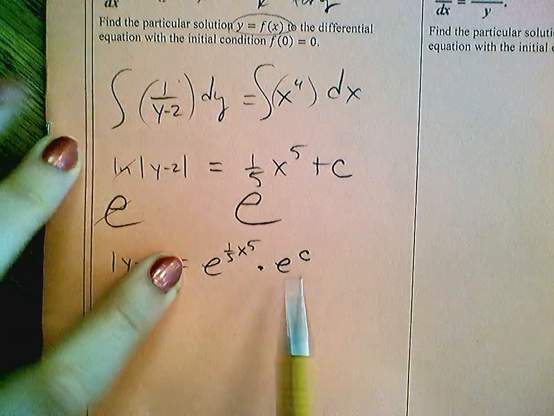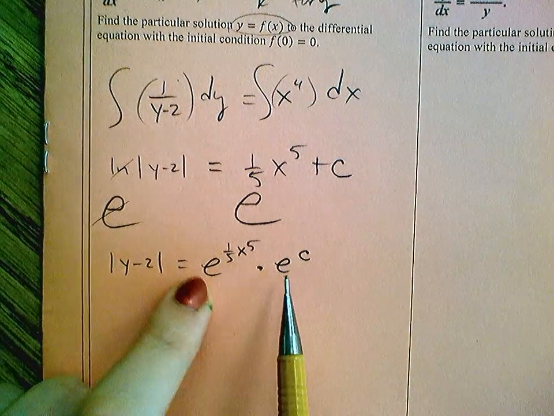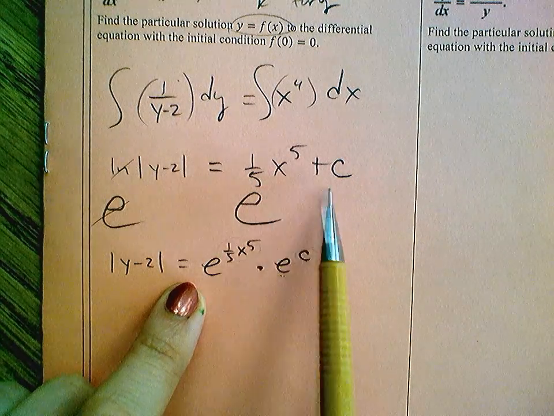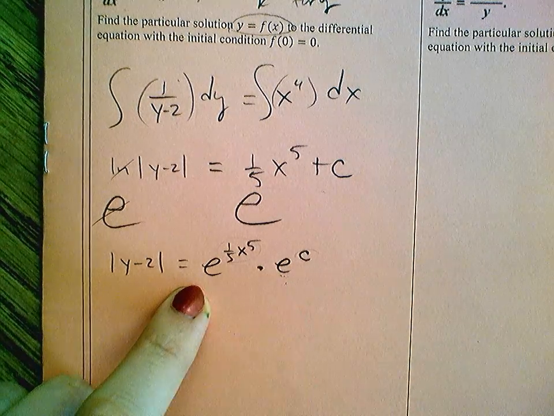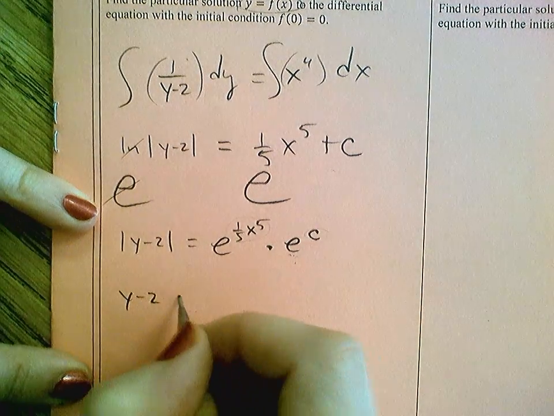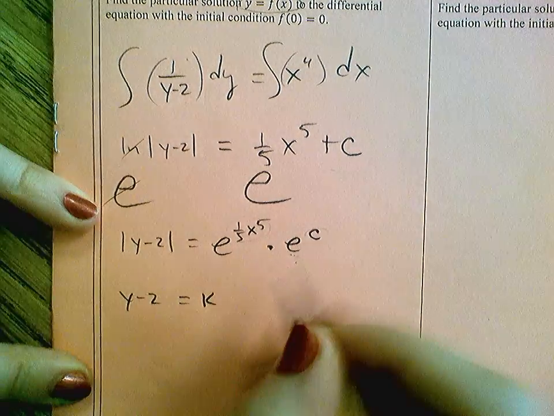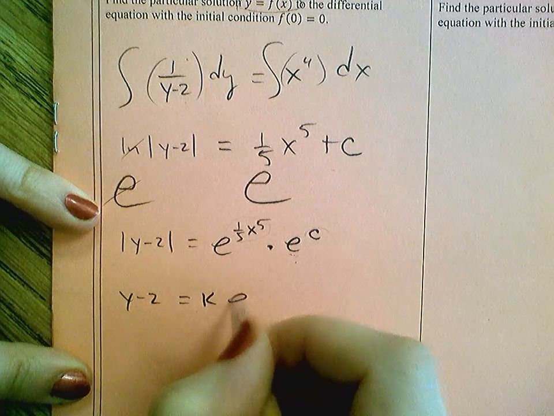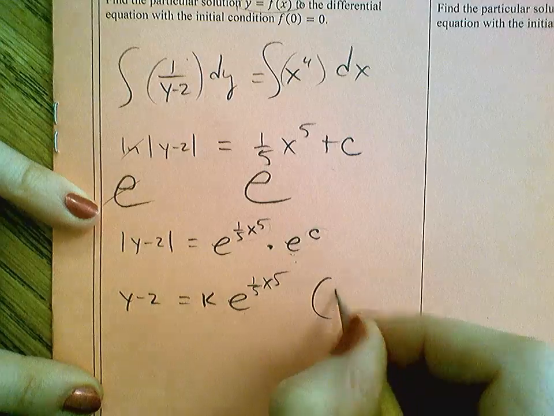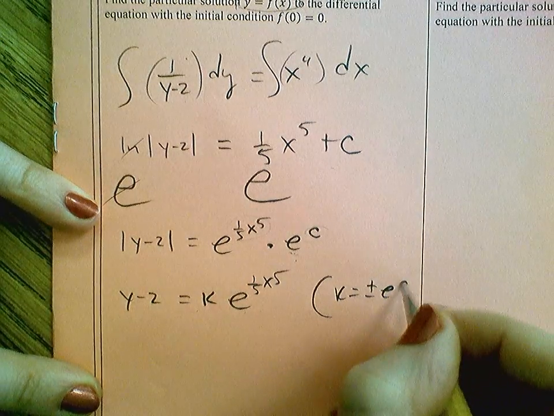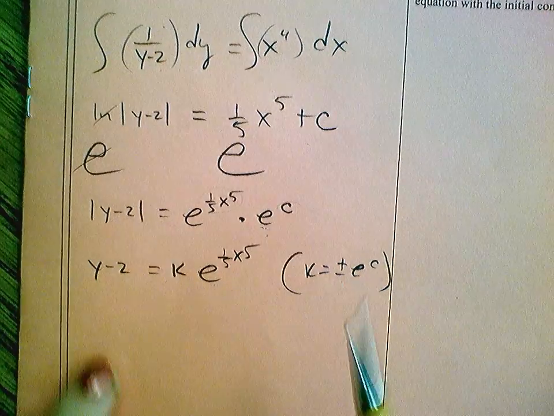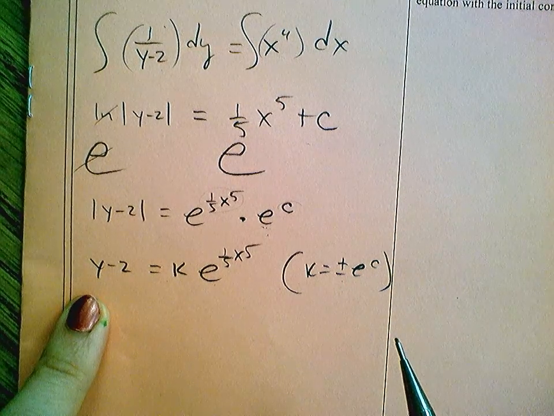Now think backwards, guys. If you were to multiply these, since they have the same base, you would add those exponents, so you'd get that. So I'm just doing that backwards. Now I can drop the absolute values. I'll change e to the c to k, and then I'll tell my reader that k is plus or minus e to the c. Accounting for the plus or minus is what allows me to drop the absolute values.